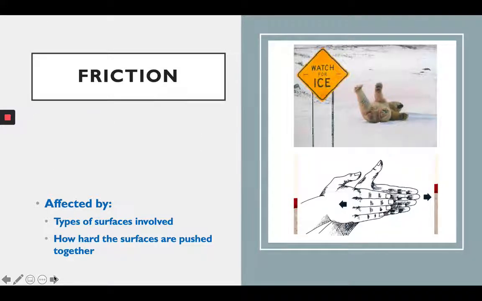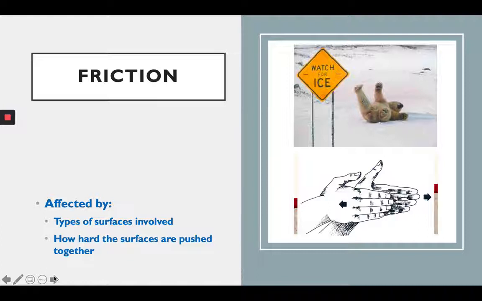Friction. Friction, you might recall, is affected by the types of surfaces involved and how hard those surfaces are pushed together. The more quickly and the harder you push your hands together as you rub them, the more friction will be generated and the more heat will also be generated.